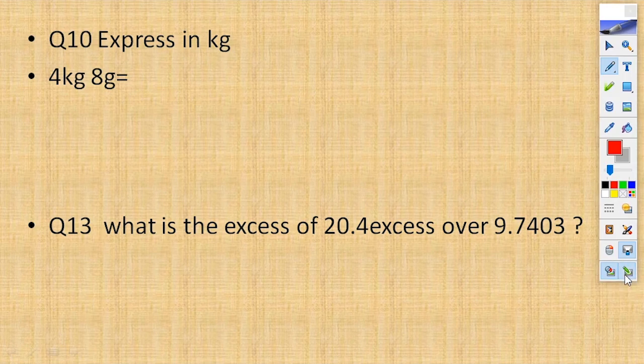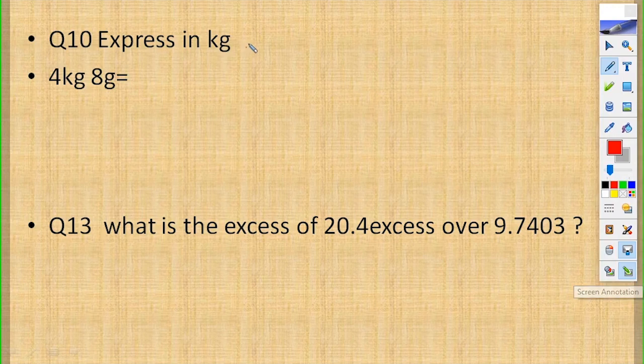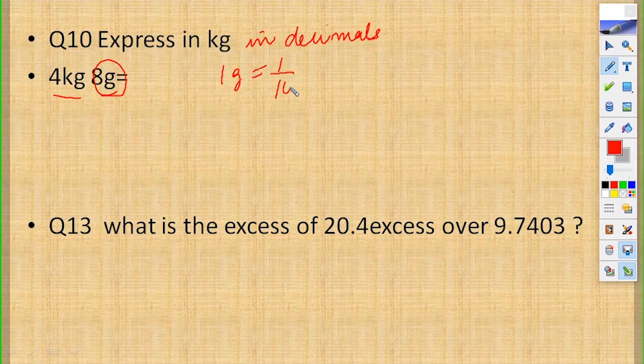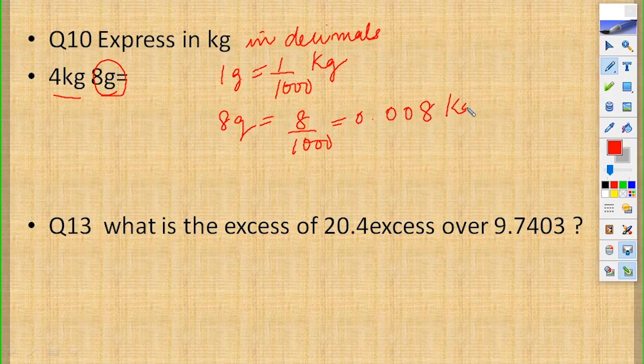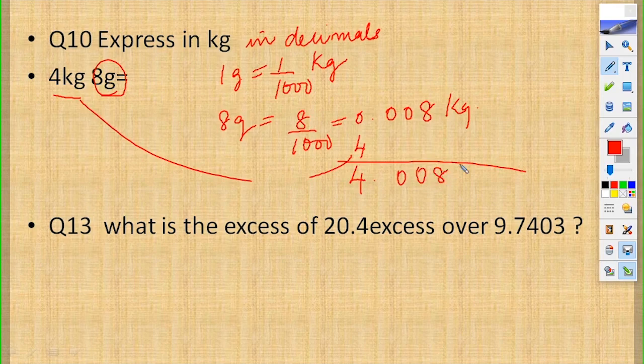Express in kilogram, and that too in decimal. Okay, in decimal we need to express. So 4 kilogram is already in kilogram. Now what about 8 grams? 1 gram is 1 by 1000 of a kilogram. So 8 gram is 8 by 1000, I have 0.008 kilogram. Now you will add the 4 kilogram over here. So it is 4.008 kilogram. First you will convert the gram into kilogram, then add the kilogram along with it.